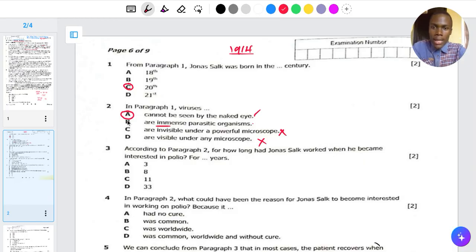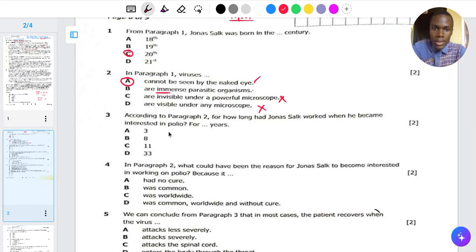Of course, the paragraph is saying these viruses are parasitic and not visible to our naked eyes, and they can only be seen by using a powerful microscope. Now this one here is saying they are invisible. When you say invisible, meaning you can't see them using a powerful microscope, which is wrong, because the paragraph said they can be seen using a powerful microscope. So that is one thing that you need to know.